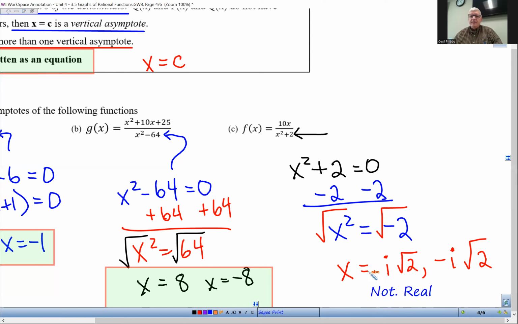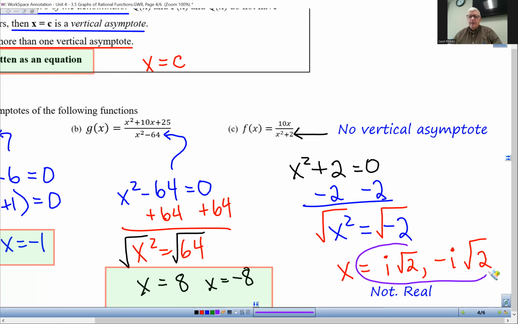So because of that, for this equation, there are no vertical asymptotes. So it is possible that you have no asymptotes at all. Again, we have to get real solutions. So if you have a situation like this and you don't get real numbers, then these would not be asymptotes. We would say that there are no asymptotes.